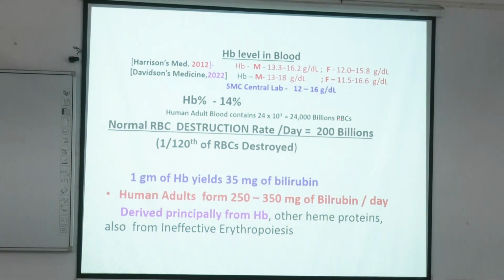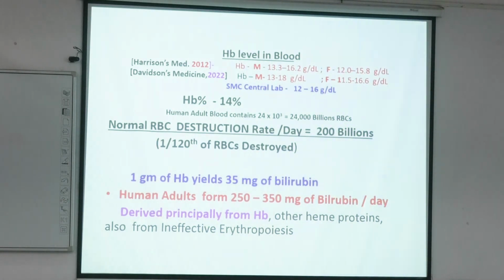So, 1/20th of RBCs are destroyed per day and a similar amount is also being produced, so that you don't have any alteration in hemoglobin level. So this synthesis and breakdown process are uniquely correlated. So 1 gram of hemoglobin yields about 35 milligram of bilirubin. Human adults form 250 to 350 milligram of bilirubin per day.